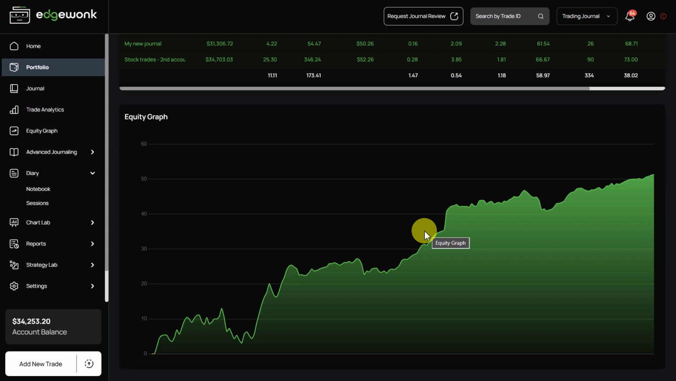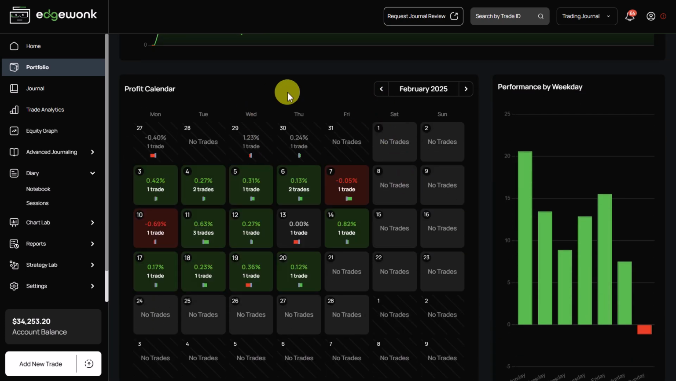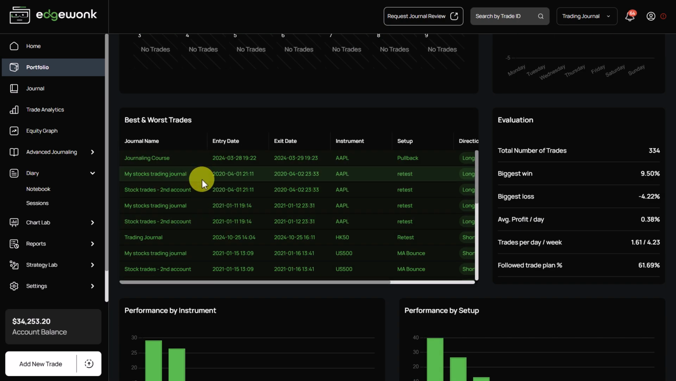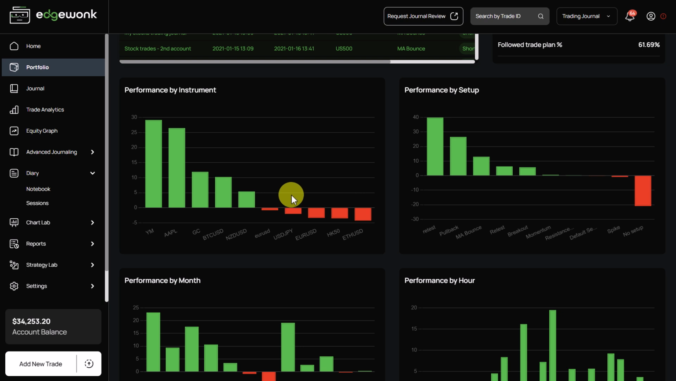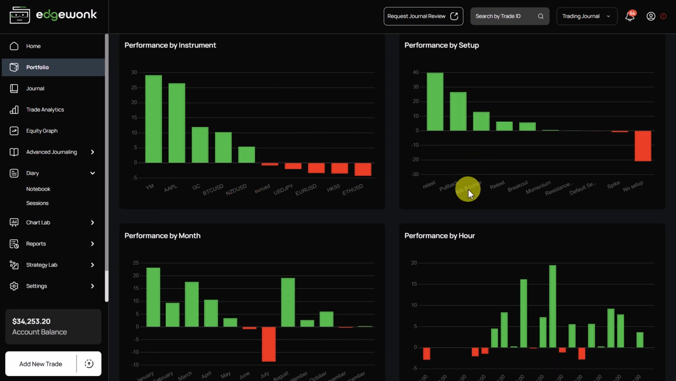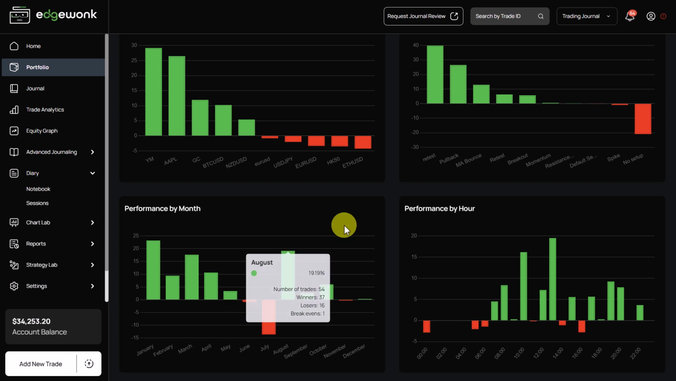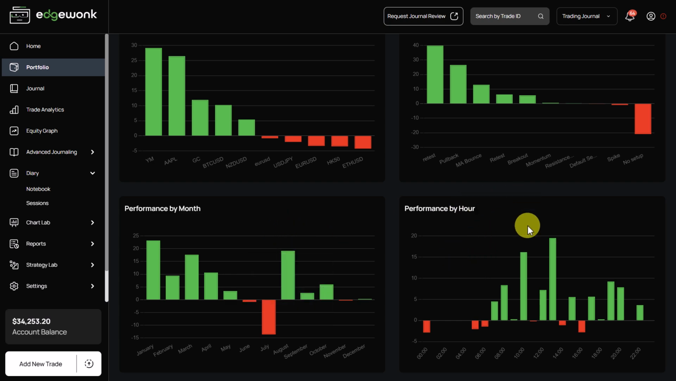You have an aggregated equity graph. You have a performance calendar for each trading day based on all of your trading accounts. You see your best and your worst trades ever. You have an evaluation with more statistics across all of your trading accounts. You see the performance broken down by the trading instruments, by all of your trading setups, the performance by month, and also your hourly performance.